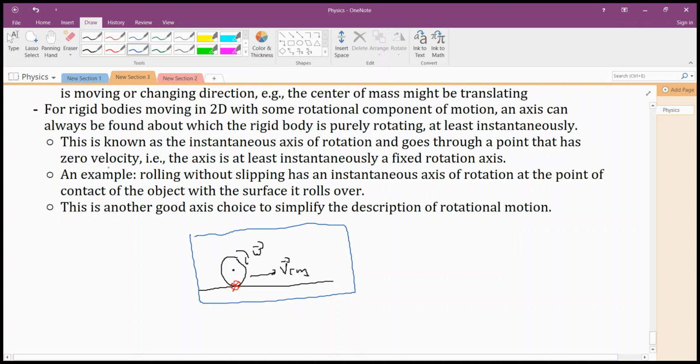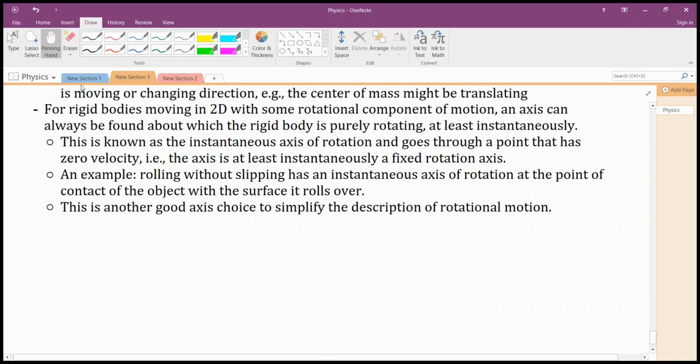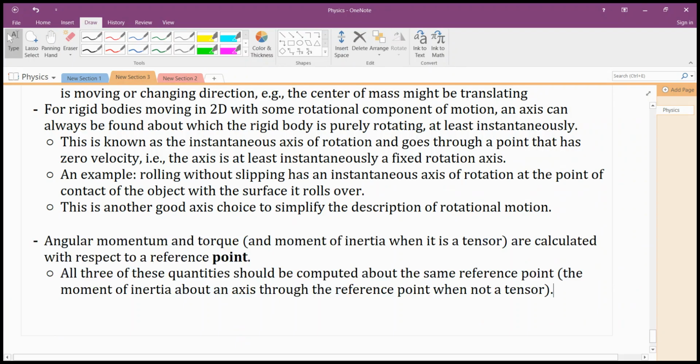But I mention it here just to mention it is also possible to find an instantaneous axis of rotation, and that can also sometimes be a good choice to simplify the description of rotational motion. So we want to choose a rotation axis about which the object is actually rotating, and our 3 good choices are center of mass, a fixed pivot about which the object is constrained to rotate, or the instantaneous axis of rotation. So all that has to do with describing rotational motion.